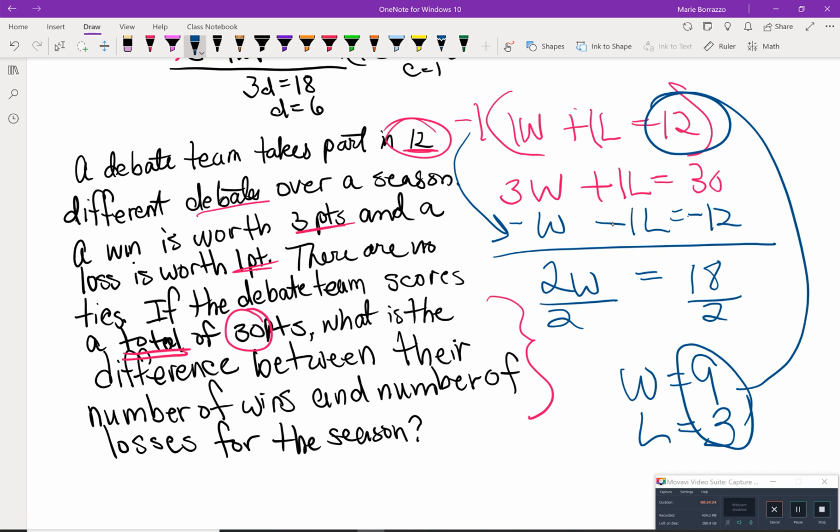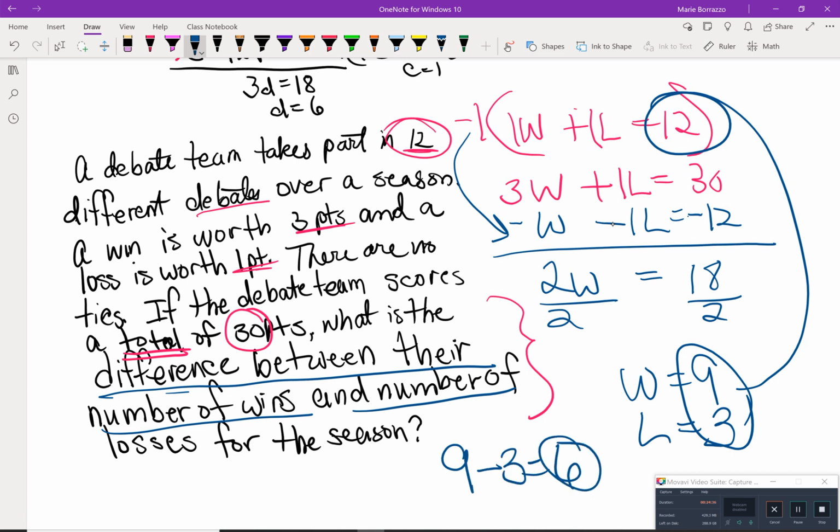So in this case, if I look at the question, the difference between their number of wins and losses would be 9 minus 3, which is 6. So 6 is your correct answer, because that is the difference between the wins and losses. So be careful with the questions. Sometimes the questions seem direct, but they're really not.